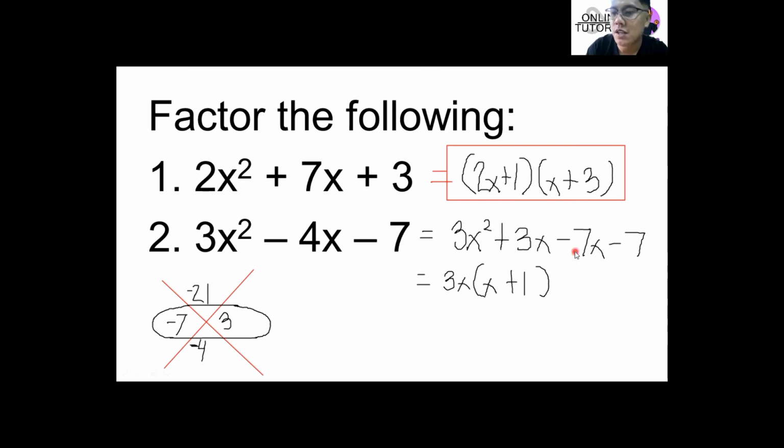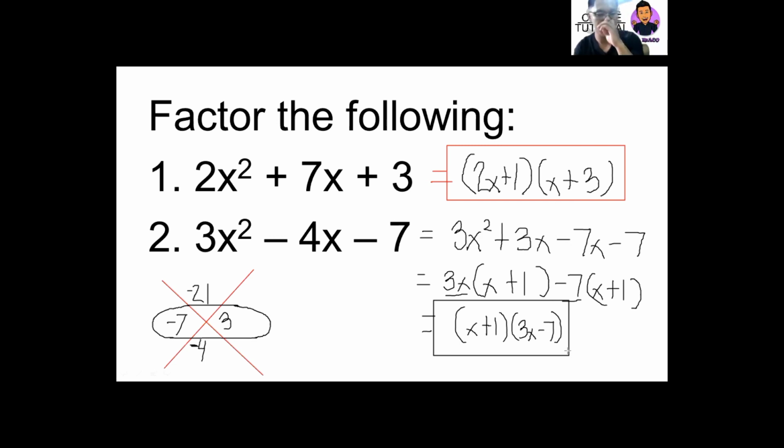How about the negative 7x minus 7? What is the common factor? The common factor here is negative 7. Negative 7x divided by negative 7 is x, and negative 7 divided by negative 7 is plus 1. As you can see, this is x plus 1, and this is also x plus 1. So therefore, we could write x plus 1 times 3x minus 7. And this is the final answer: x plus 1 times 3x minus 7.